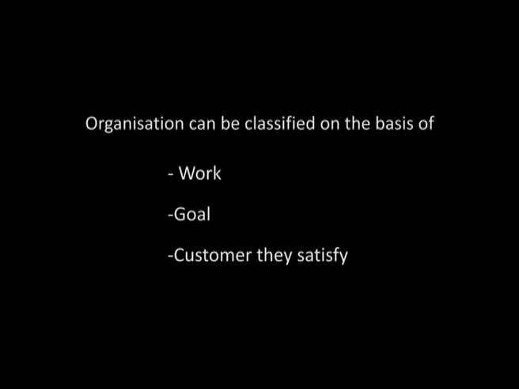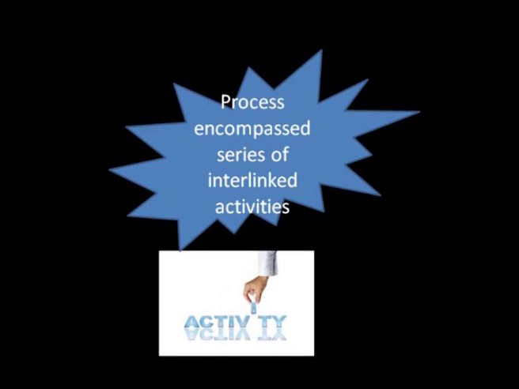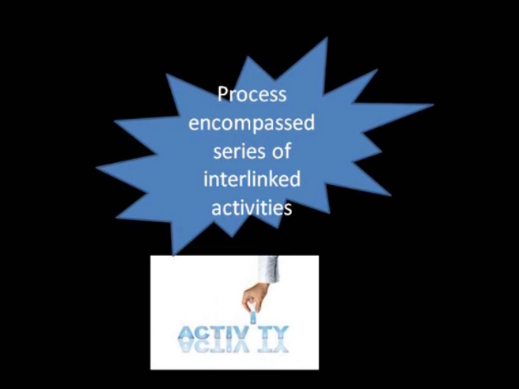To understand organizational process, we first tried to examine the organization and realized that an organization can be classified on the basis of work, goal and customer they satisfy. We can also say that there are various approaches which have been trying to explain the organization from time to time. So, an interdisciplinary approach to understand organization is required. Finally, we went on to understand the meaning of process and studied that process encompasses a series of interlinked activities. Thus, it can be said that organizational process of industrial work is the sequential arrangement of various stages of work to meet the goal set by an organization.